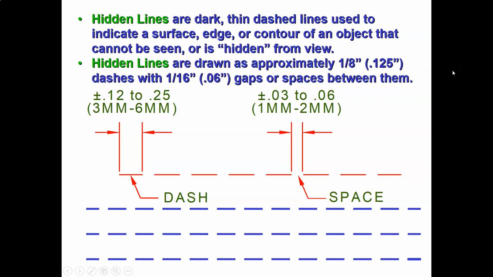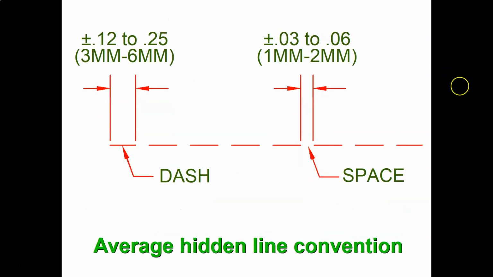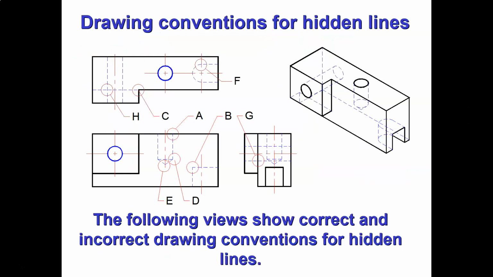Hidden lines are drawn approximately 1/8 of an inch as far as our dashes go, and 1/16 of an inch for our gaps between them. This is a picture of the average hidden line conventions, how they should be drawn. So when we draw hidden lines, I've got several shots that are going to show you how they're done. If you notice on this slide, it shows you A, B, C, D, E, F, and G. And these are the different ways that hidden lines can be represented on a drawing.